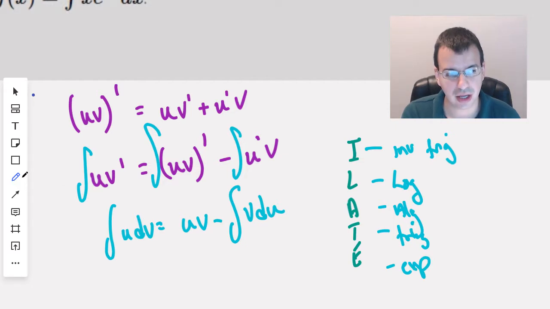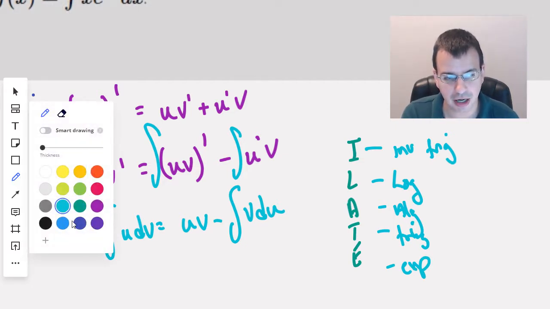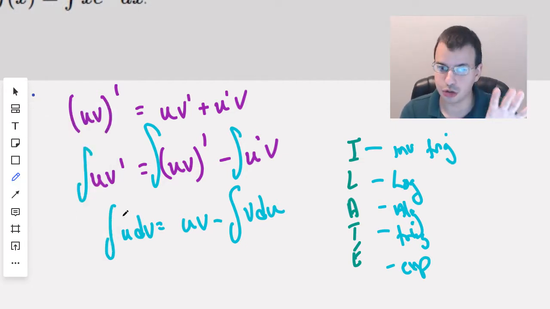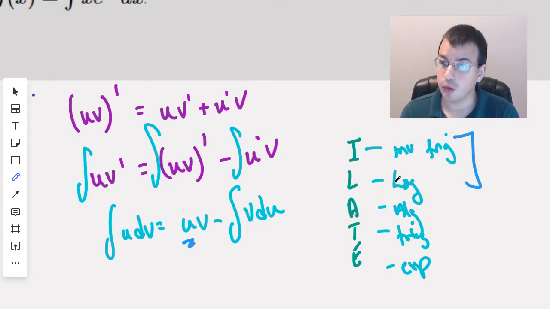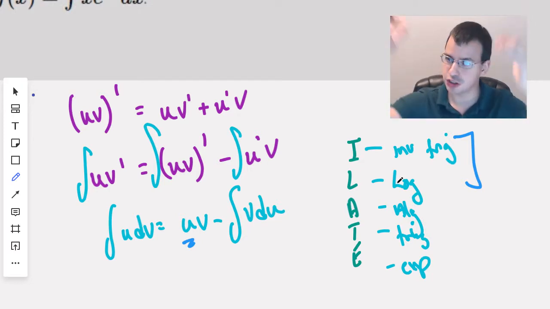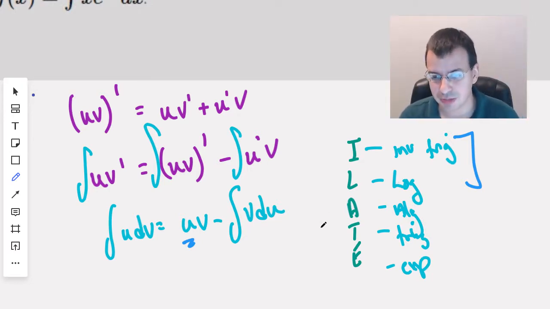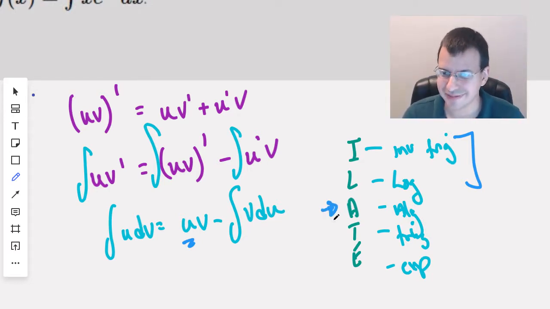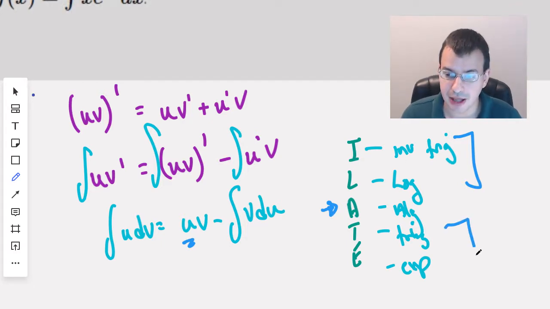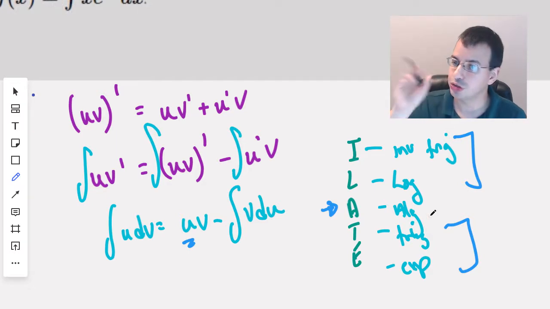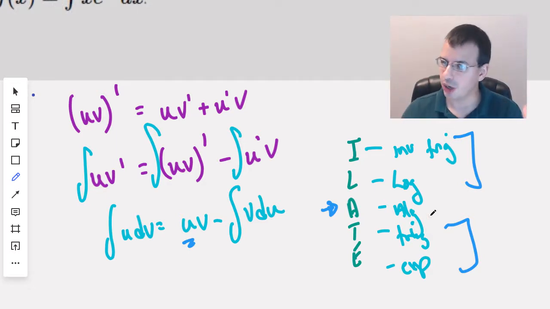So the big takeaway from this mnemonic, and this is how you choose your u in integration by parts: if you have inverse trig or logarithmic, like an ln of something, then you probably want to choose that. That's your first go-to. Algebraic, okay, maybe. You're kind of indifferent. It works, but not the easiest. And best, if possible, is to avoid trigonometric and exponential, because those don't go away.